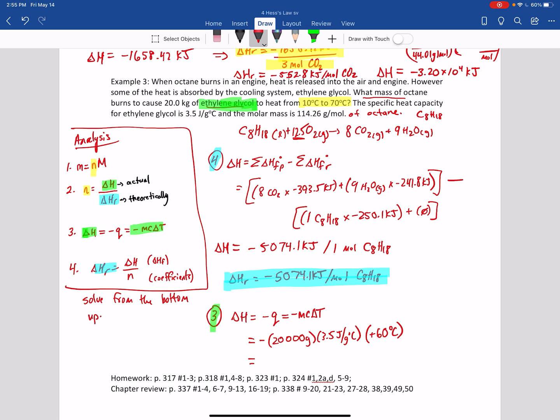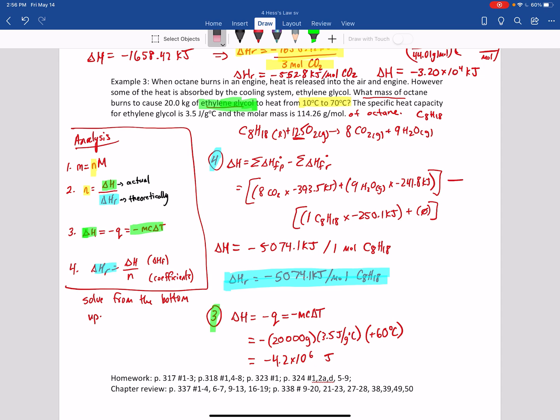So that means that all of this energy, the system, because the surroundings absorbed it and increased their temperature, the system's released it. So we get a value of negative 4.2 times 10 to the power of 6 kilojoules. All right, now I've converted that because it was 4 billion joules, and we can punch that in again to verify. 20,000 times 3.5 times 60. Okay, we'll just fix that up here. That's actually in joules. All right.